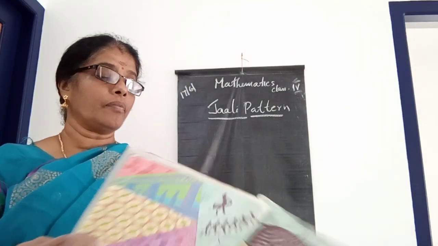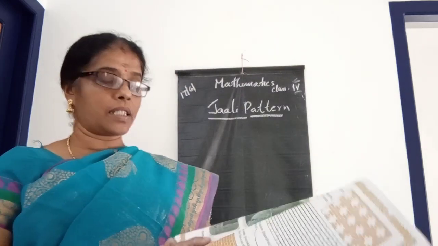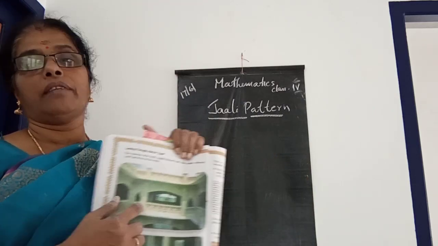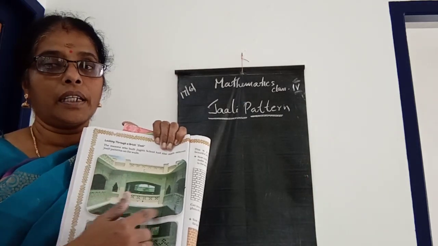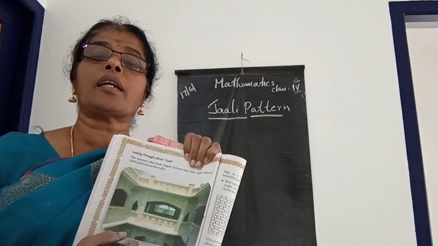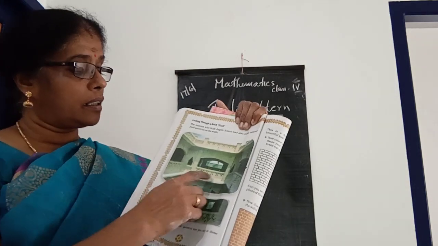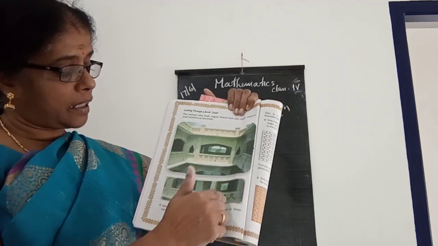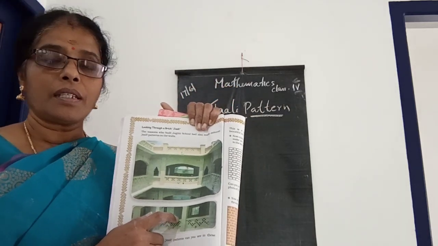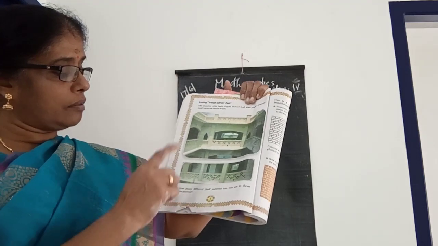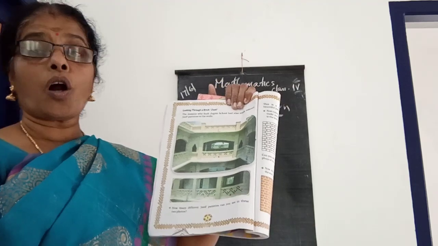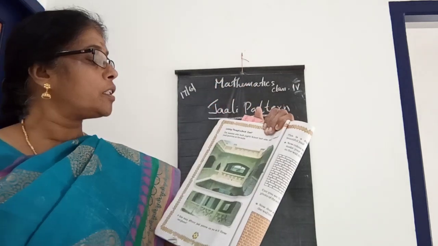We can look here. Take page number 6, children. On page number 6, there are two photos already given. In those photos, we can see different types of Jali pattern. Which are they, children? Look here. This type is the Jali pattern on the wall of the school.